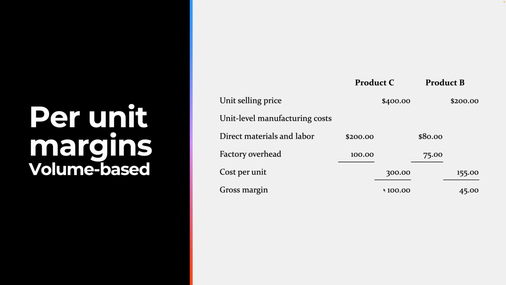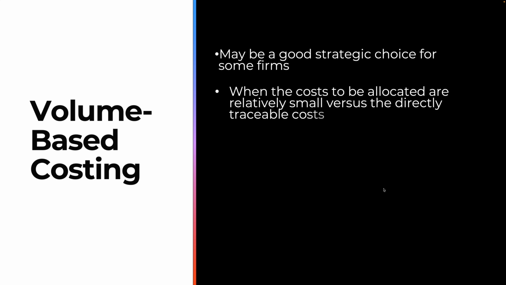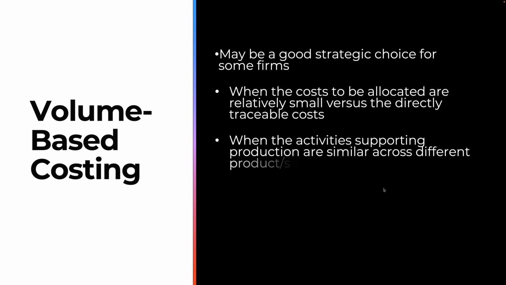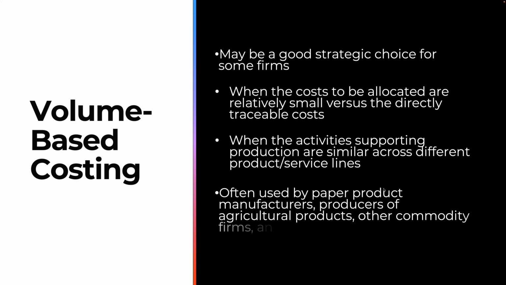Let's summarize some of our thoughts about volume-based costing. It may be a good strategic choice for some firms when the costs to be allocated are relatively small versus the directly traceable costs. Also, when the activities supporting production are similar across different product or service lines. Often, it is used by paper product manufacturers, producers of agricultural products, other commodity firms, and professional services firms. So think of a legal firm or an accounting firm. They are very likely to use volume-based costing, but many other organizations do not.